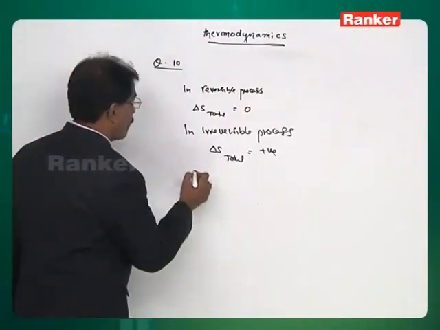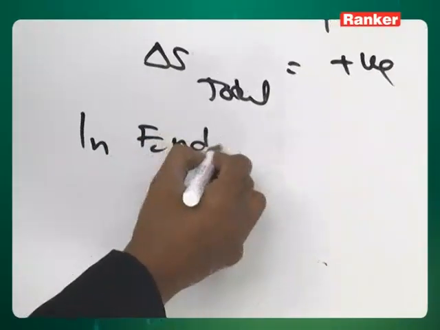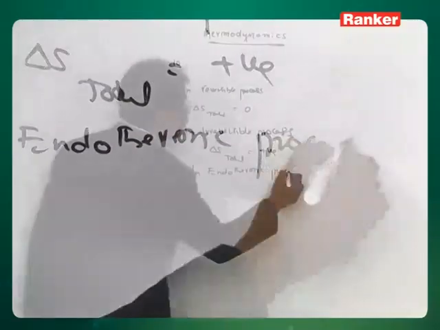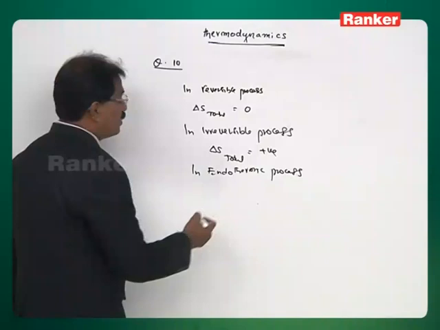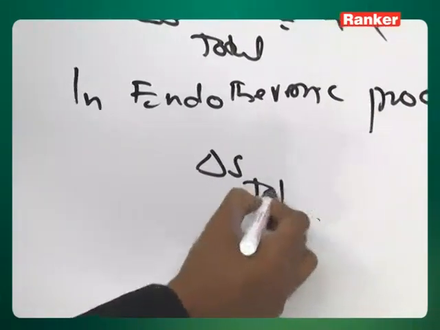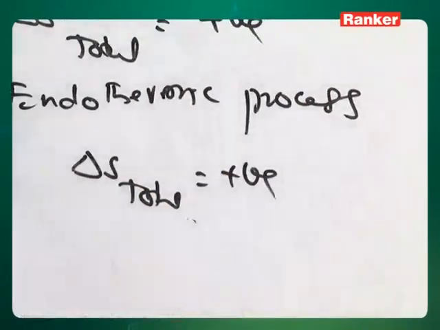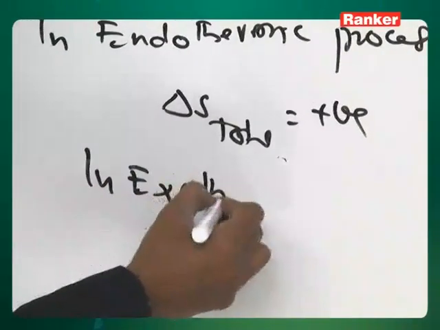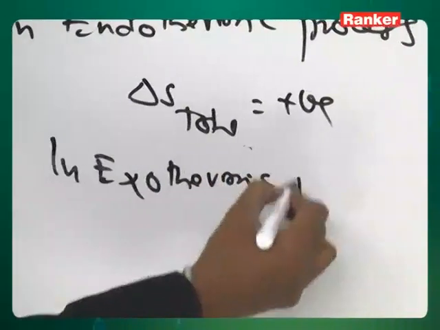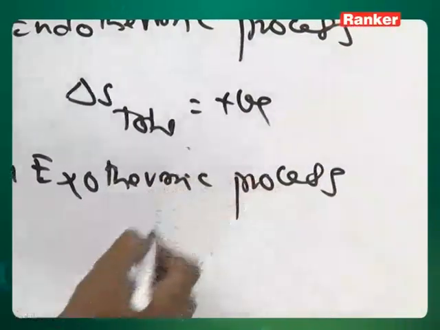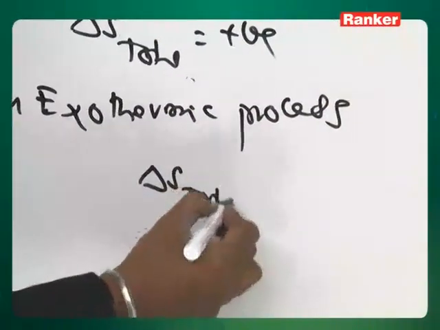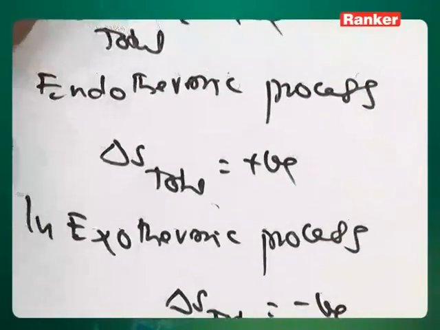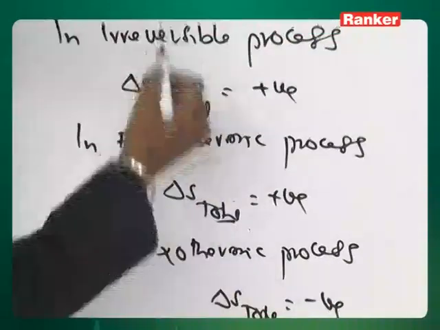Next, in an endothermic process, because of absorption of energy, del S total is always positive. Next, in an exothermic process, del S total is always negative. So these are the total entropy changes accompanied in the various types of processes.